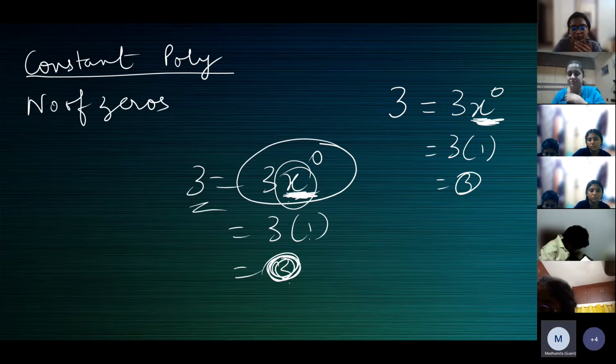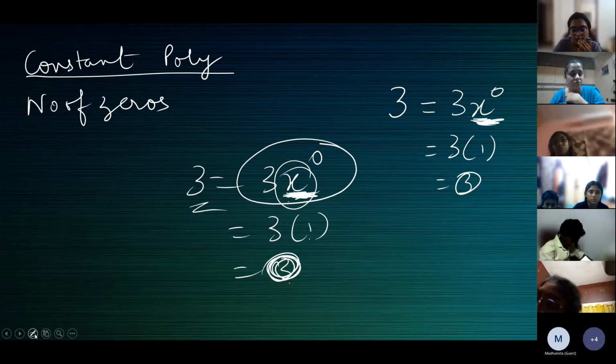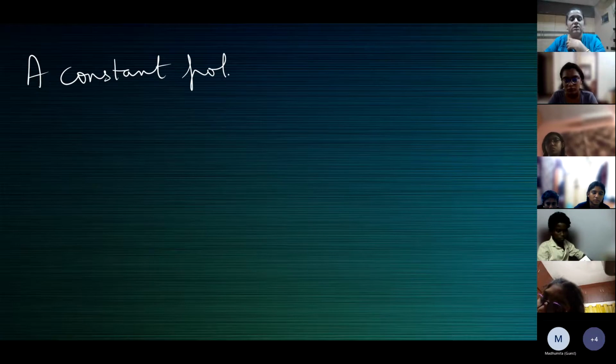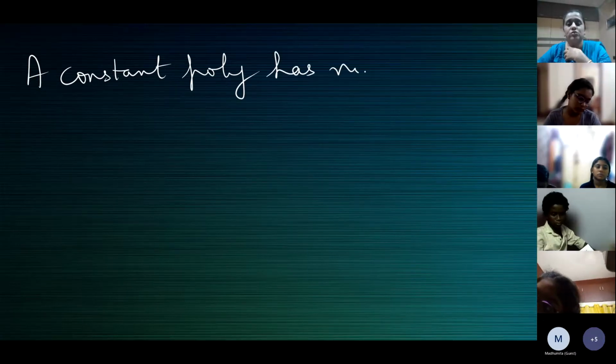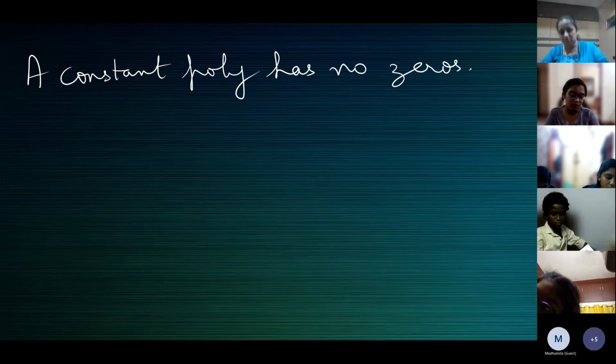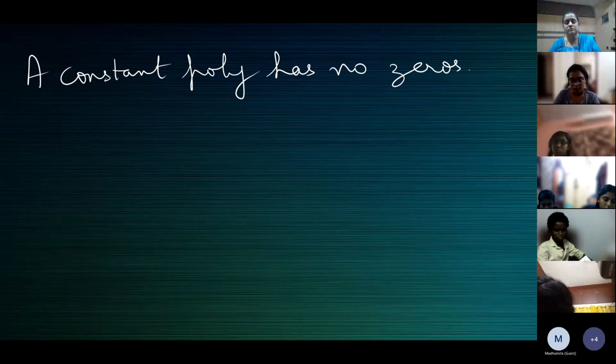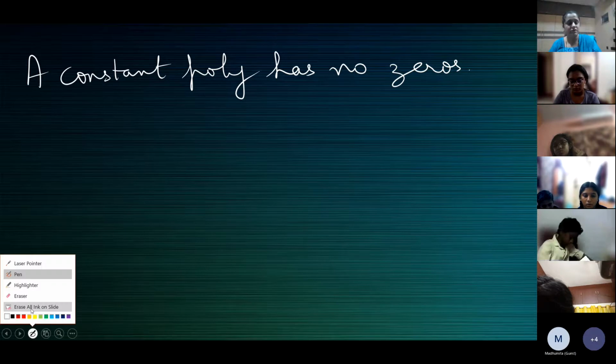Yeah, so this is the conclusion. What's the conclusion? A constant polynomial has no zeros. Constant polynomial has no zeros. All right. A constant polynomial has no zeros.